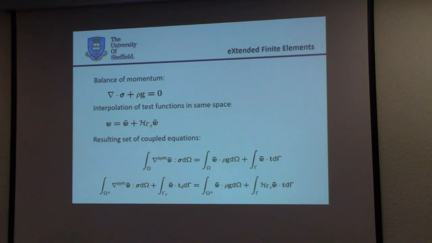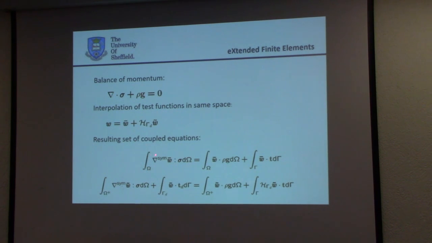Now, how does it work? Well, as usual, we have our balance of momentum. We have our interpolation of our trial functions, but we also have our interpolation of our test functions. And we do that in a strict Galerkin sense, so we interpolate the test functions in the same way as the trial functions. So we also interpolate them as one smooth field plus another smooth field, the continuous field, separated by the Heaviside function. Or at the crack tip for linear elastic fracture mechanics, we enrich it with the singularity function.